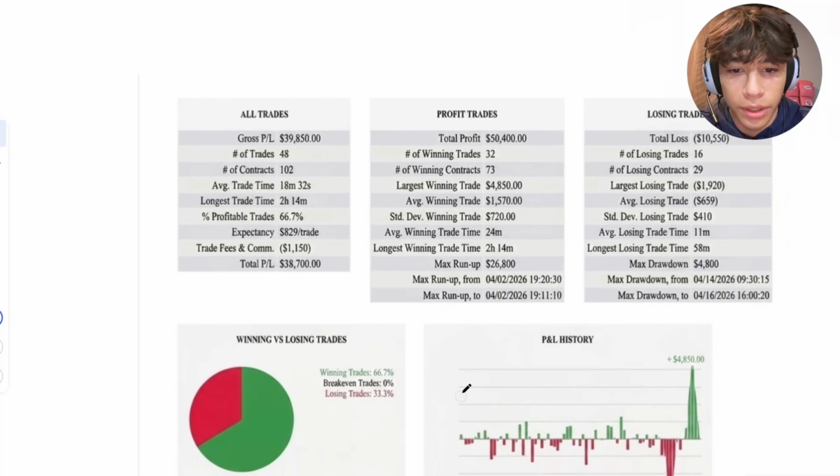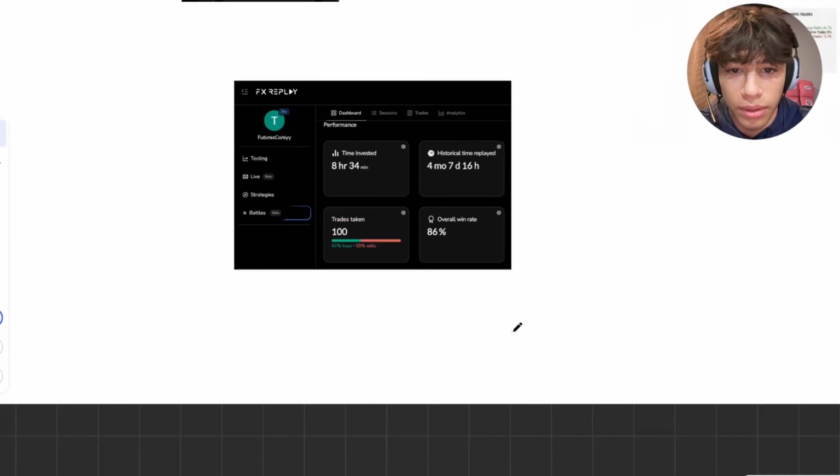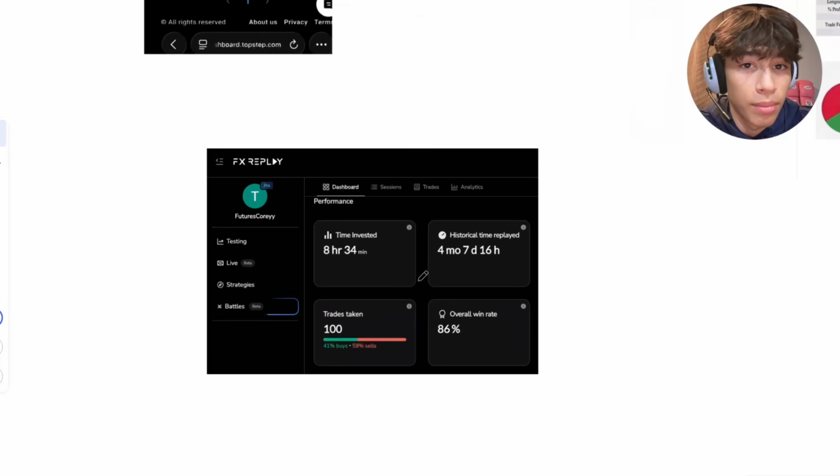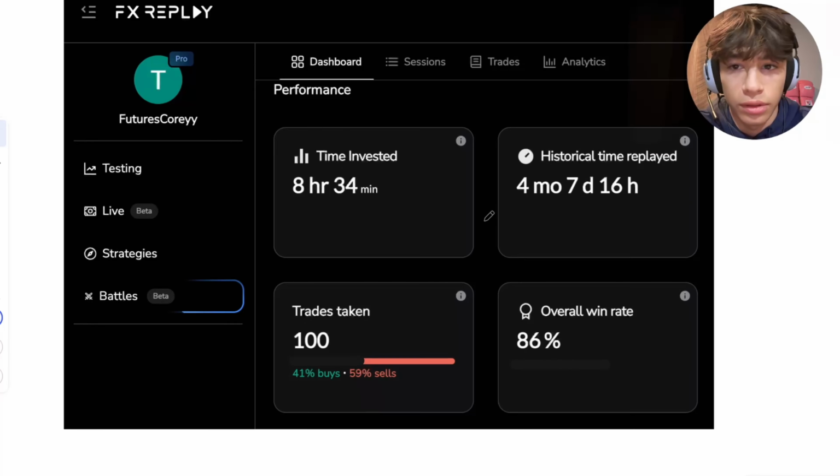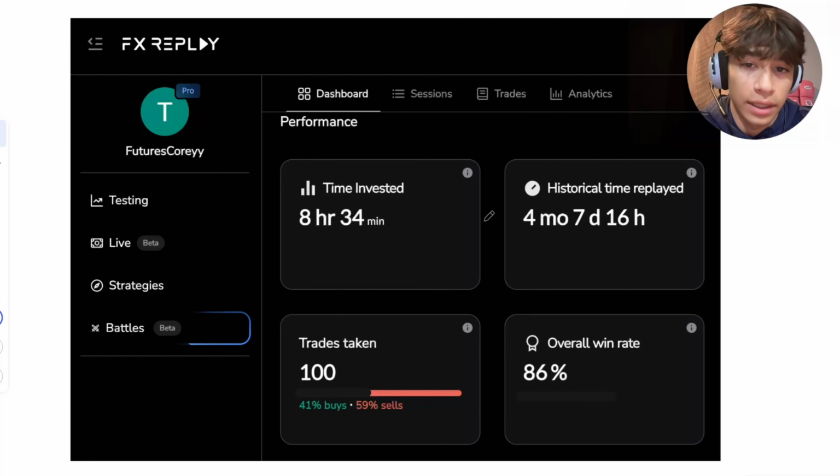Right, and then we can come here in the month of August, we can see a $40,000 month right here, and then we can come down here, and after all that, my model is over an 86% winner, over 100 trades taken. So this strategy that I'm going to teach you right here is actually really good.